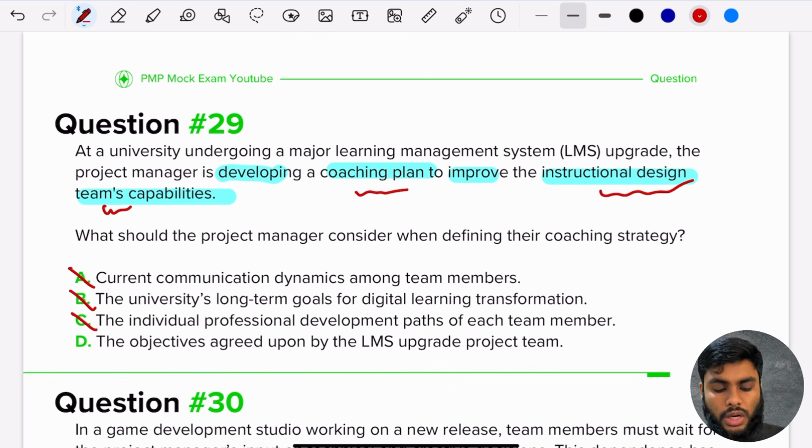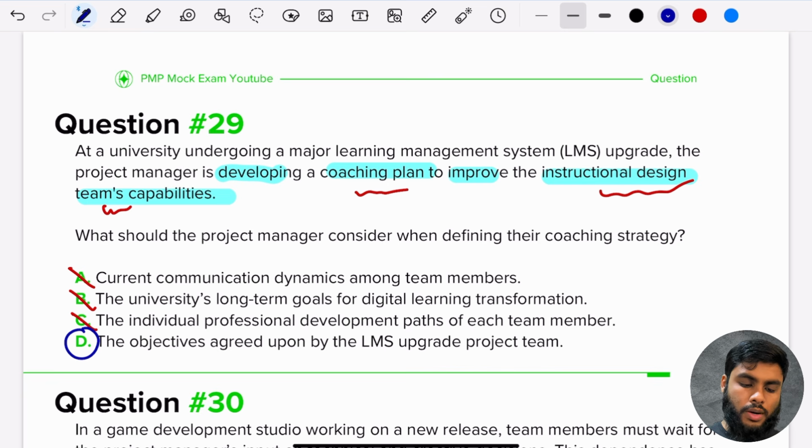The objectives agreed upon by the LMS upgrade project team. Okay, so the objective agreed upon by the project team. If we use that as our base, then we can reverse engineer that and understand what's going on with our entire team and what they need, right? So let's say, for example, the objective is to upgrade this LMS, right? I'm going to cater this coaching plan entirely according to that objective. If I don't have an objective in place, guys, it's going to be all over the place, right? So this is going to be the best answer here, the objectives, okay?